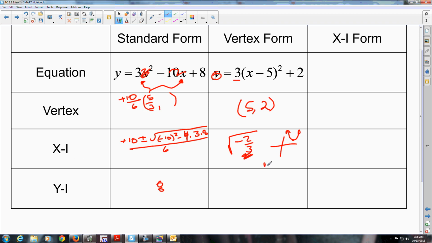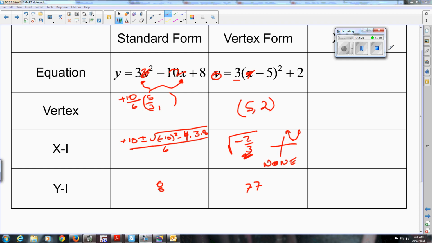When you get that, your answer is that there are none. There are no x-intercepts. And don't continue and give an answer with i. No, there are none. Y-intercept, you're letting x be 0, so that would be 25 times 3 is 75, plus 2 is 77. There are other things you need to do in this section, but I don't think I need to review them. So there you go.